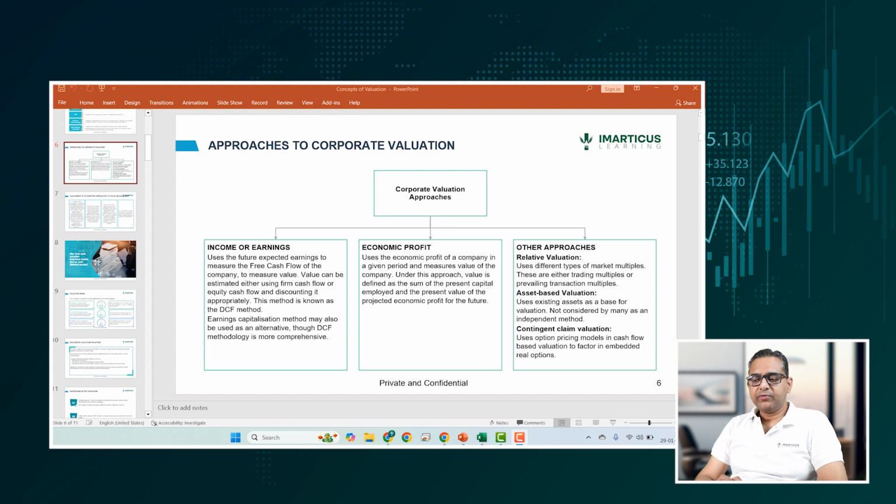Next we have economic profit measures. Under this approach, value is defined as the sum of the present capital employed and the present value of projected economic profit. So there is a certain return we need to generate on our capital. Capital can be debt and equity. That is what we call WACC, weighted average cost of capital. This is the minimum return we should generate on our capital which has been provided by capital providers.